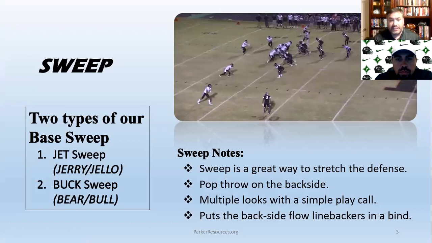But basically, a jet sweep is more where we reach the defensive end, and a buck sweep is where we're going to block down on the defensive end. And the play in itself, just looking at it from a broader point of view, might look very similar otherwise. It's a great way to stretch the defense.